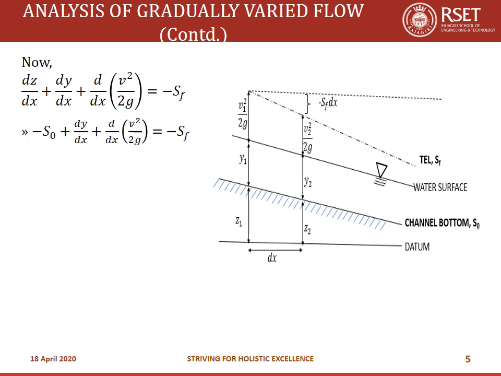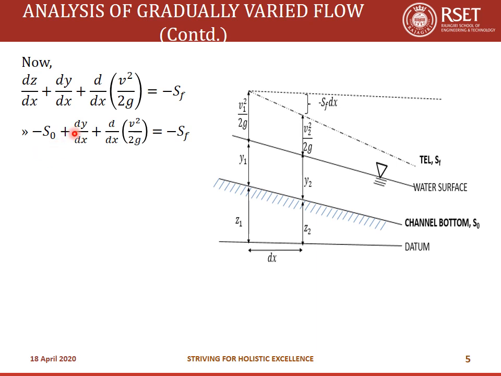Oh, before that, dz by dx is given by minus S naught. Now I'll tell you why. Dz by dx is z1 minus z2 divided by dx. So z1 minus z2 divided by dx is equal to the slope S naught, the channel bottom slope. The negative sign has been given over here to compensate for the fact that the elevation is decreasing with increasing distance. Just like we gave a minus sign for Sf, we are going to give a minus sign for S naught also, because the slope is decreasing as the length is increasing.